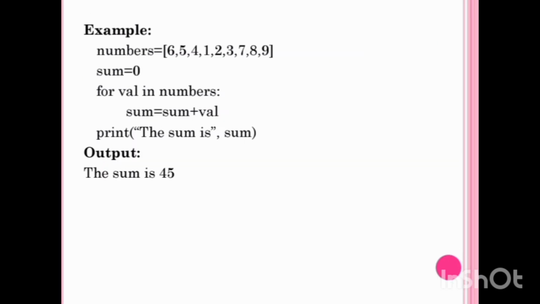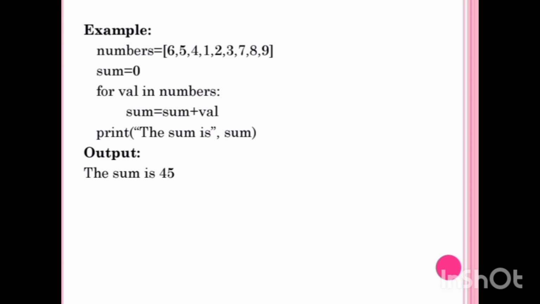Example, numbers equal to the list 6, 5, 4, 1, 2, 3, 7, 8, 9. Sum equal to 0. For val in numbers, the condition is sum equal to sum plus val, then the out of loop statement. Here val is 6, 5, 4, 1, 2, 3, 7, 8, 9. The condition is sum equal to sum plus val. The sum value is 0. So first add 0 plus 6. Now the sum is 6.